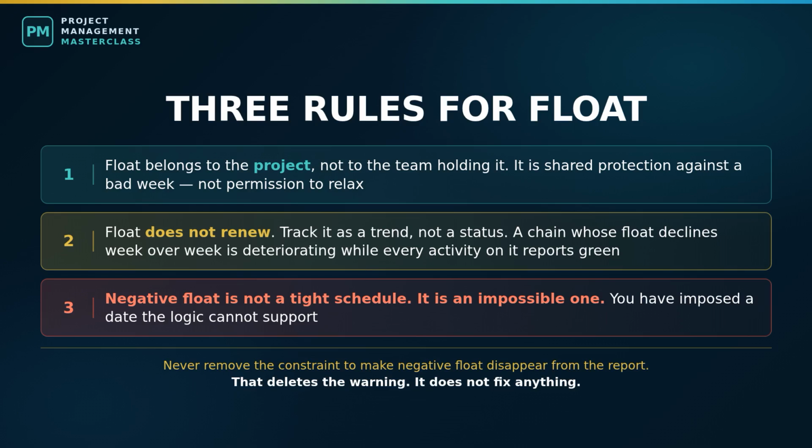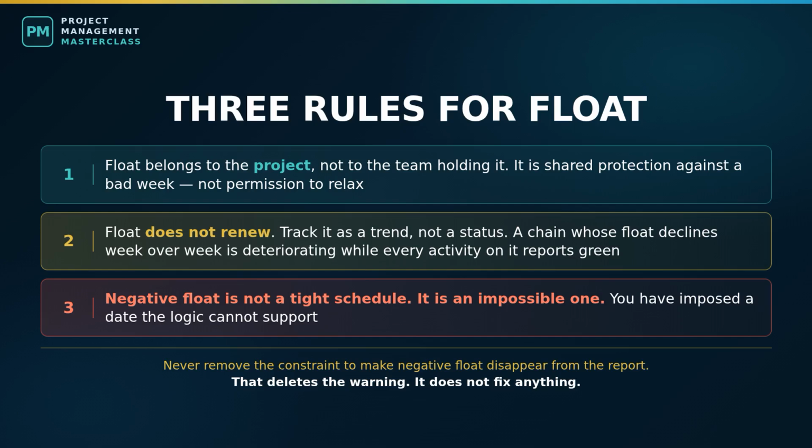Principle 2. Float does not renew. Every day you consume is gone. A chain with 5 days of float that burns 3 in week 2 now has 2 days for the remaining 5 months. So track float as a trend, not a status. If float on a chain is declining week over week, that chain is deteriorating even if every activity on it reports green. Far more projects are surprised by float erosion than by an activity turning red.